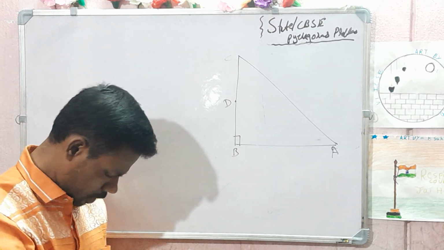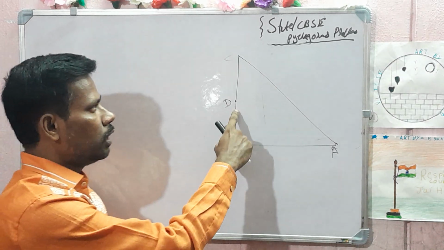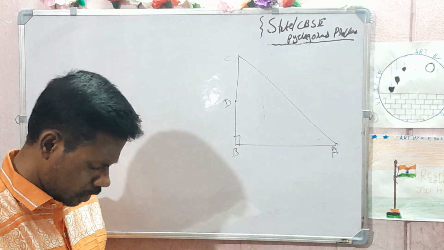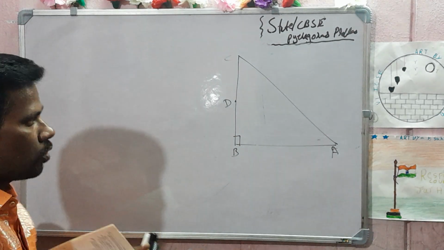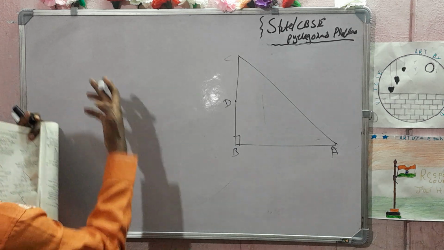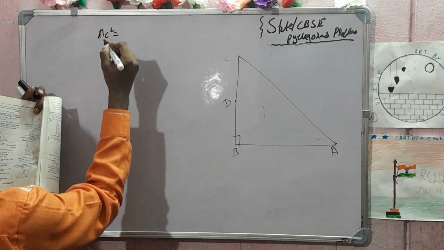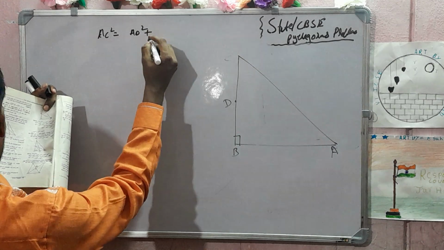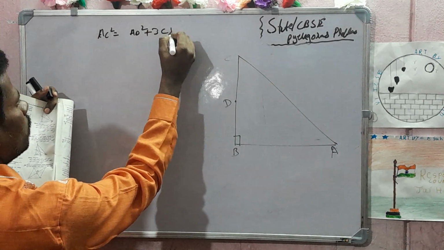In a triangle ABC, angle B is 90. D is the midpoint of BC. Prove that AC square is equal to AD square plus 3 times CD square. This is also very important.